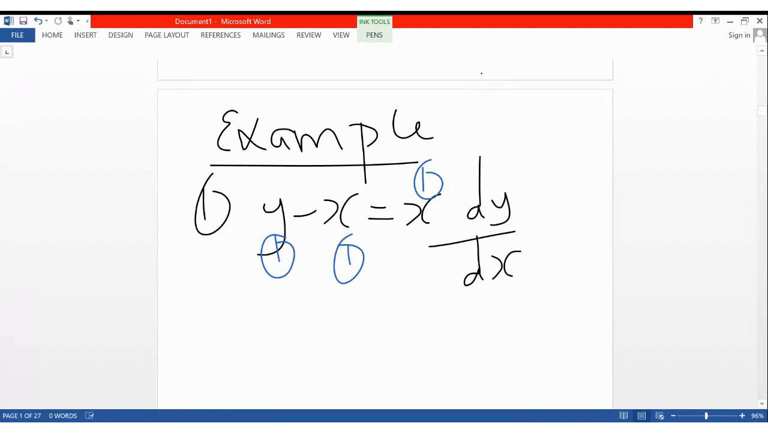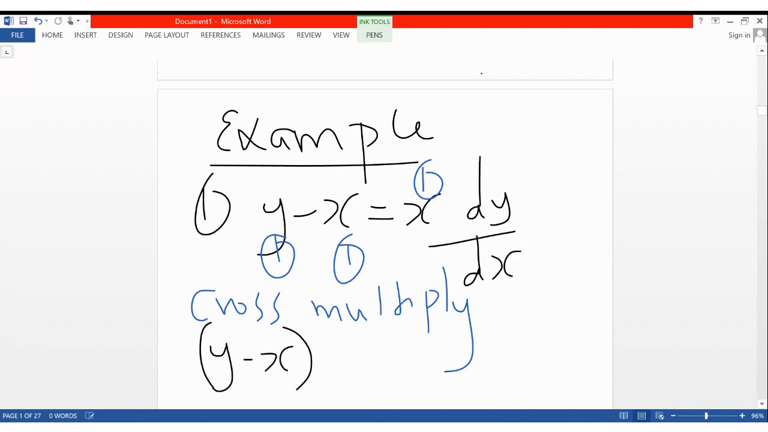Now, the next step we need to do is to bring the dy and the dx to the numerator, because we shall be able to replace them. So when I cross multiply, I'll get y minus x, and then dx will be the same as x dy. Always make sure that your dx and the dy are on the numerator. And because we have y minus x, we must put the brackets.